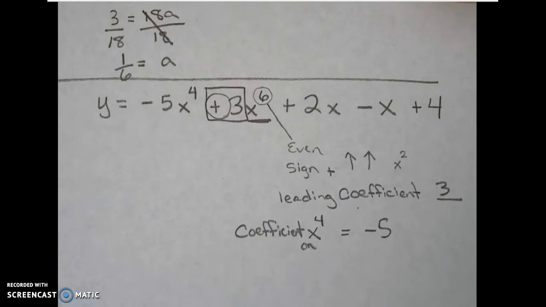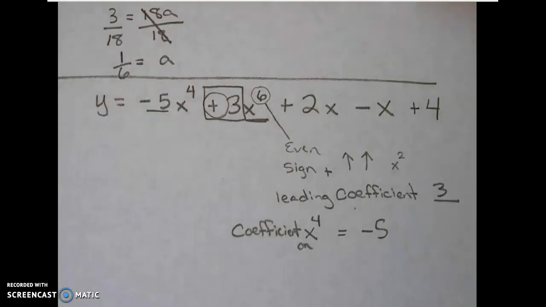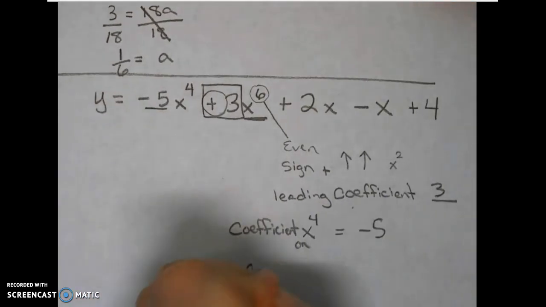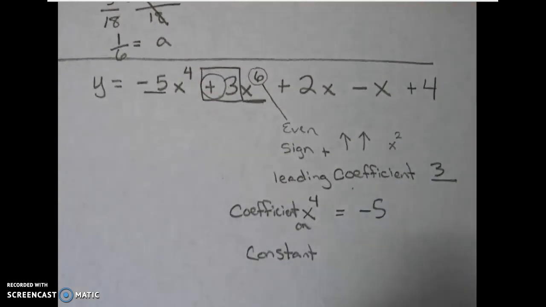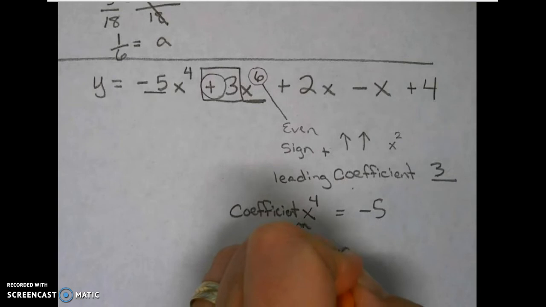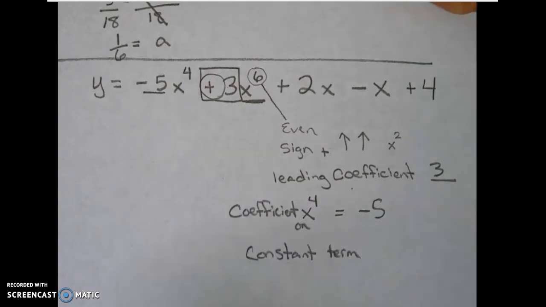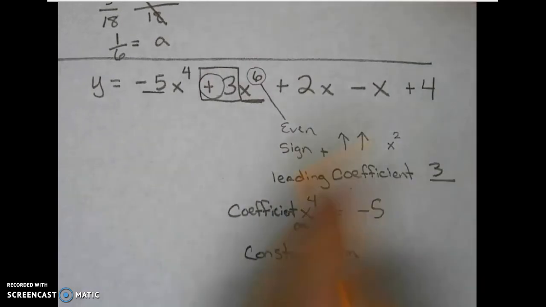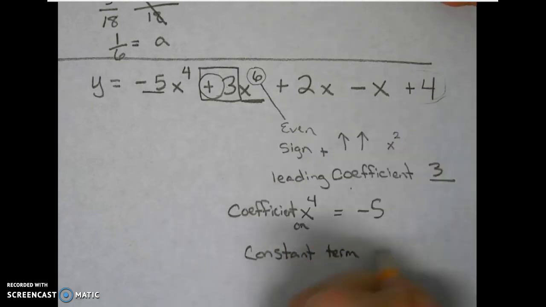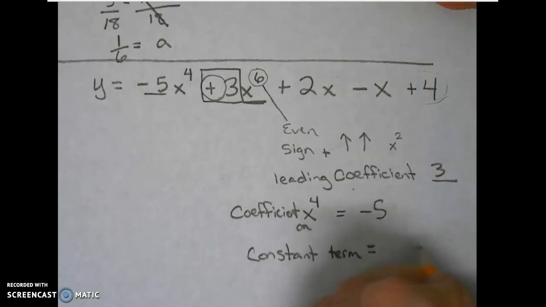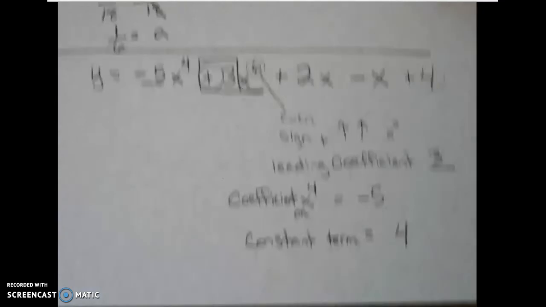Okay? And the constant term is going to be your number that does not have a variable, which would be 4. Okay, let's take a look at another example.